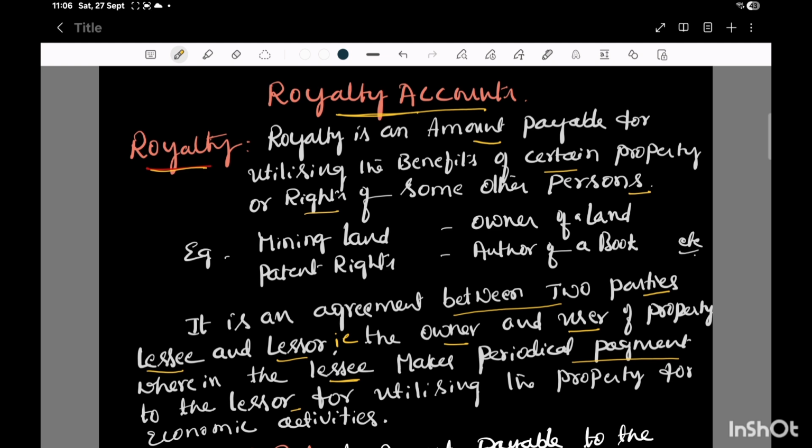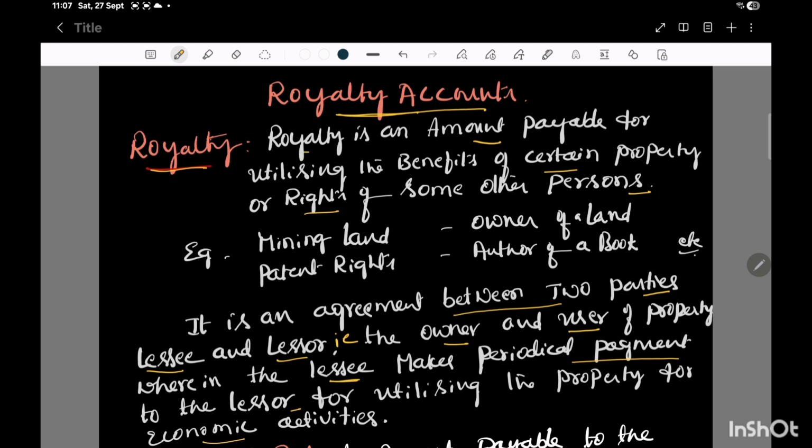So the owner is not going to use the property but is going to lease that property to someone, and for that purpose the person who uses the property for any economic activity, out of whatever he earns, some money will be paid, and that money is called royalty.